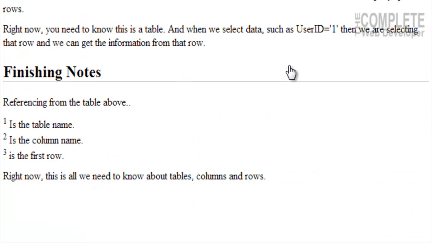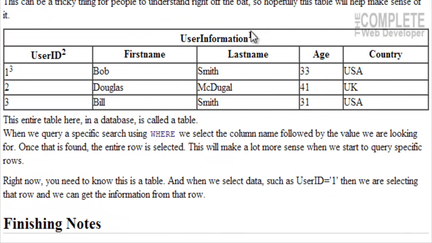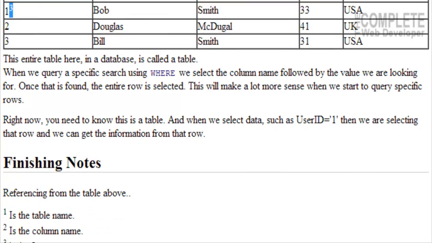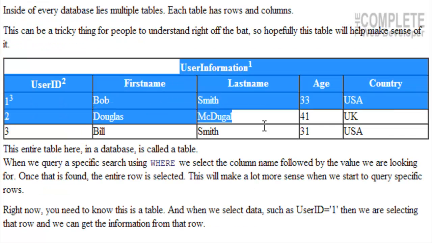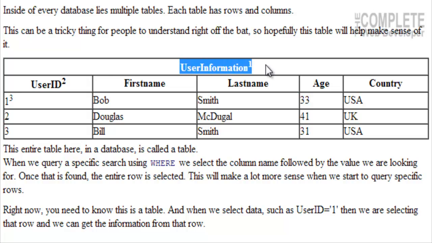Our finishing notes here, I just want to reference back to that table that we saw up here, where 1 is the table name, 2 is the column name, 3 is the row value. So this video is just to try to help give you a full understanding of what a table, row, and column looks like. And when we start to do SQL queries, I want you to kind of picture all the information in your head sorted out like this. The only difference is this is going to have a different name, columns are going to be called different, and the values are going to be different, but the layout is the exact same.